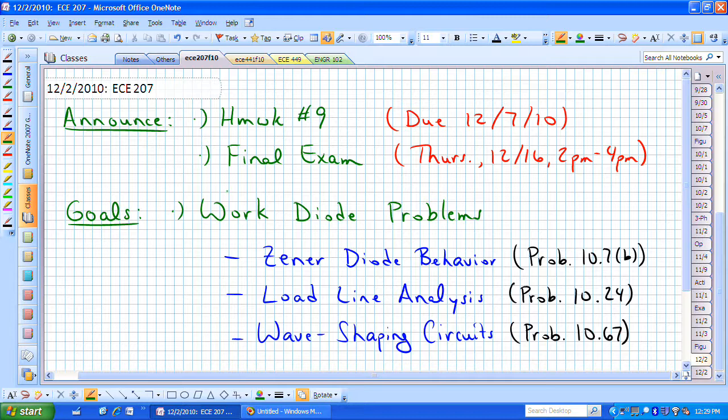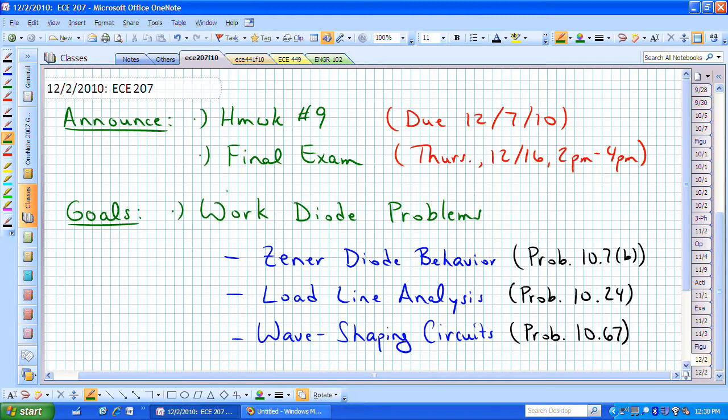What we need to be reminded of is that homework number 9 is due on Tuesday, the 7th of December, and our final exam is actually 2 weeks from today, and that will occur at 2 to 4 in our normal lecture room.